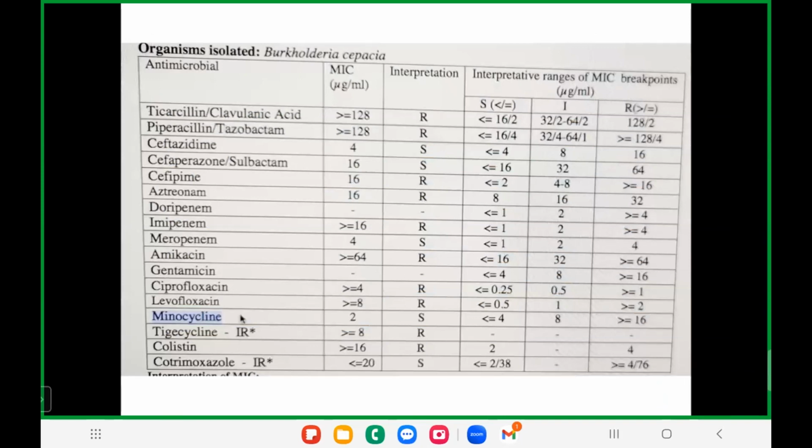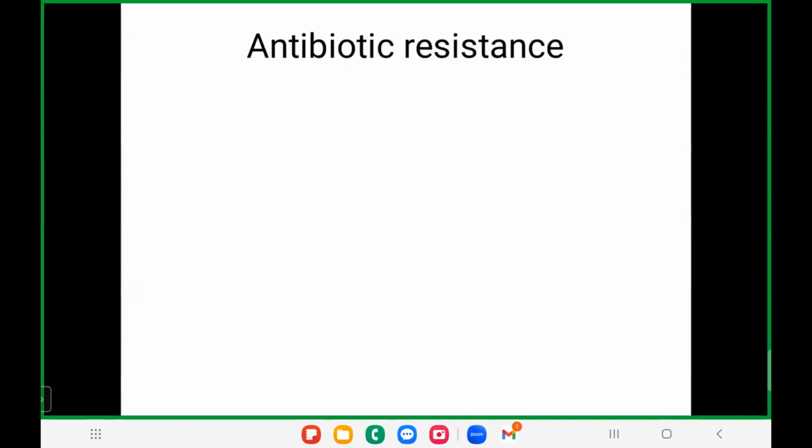So I think up to this we are clear. So we'll move on to today's session. The most important thing is we will talk about antibiotic resistance.